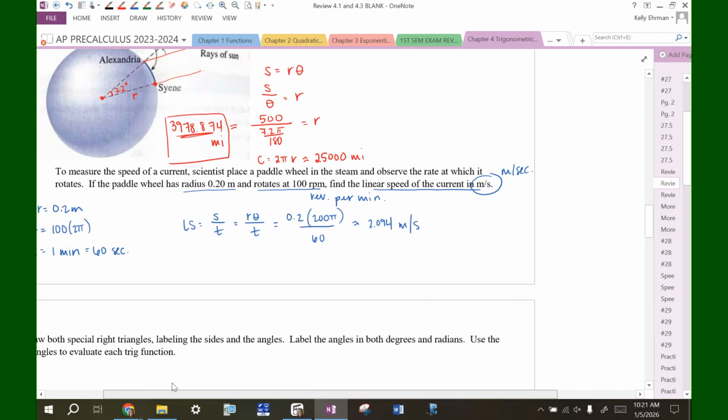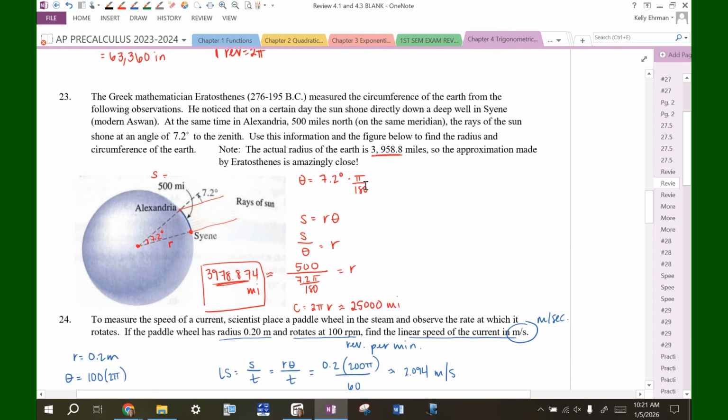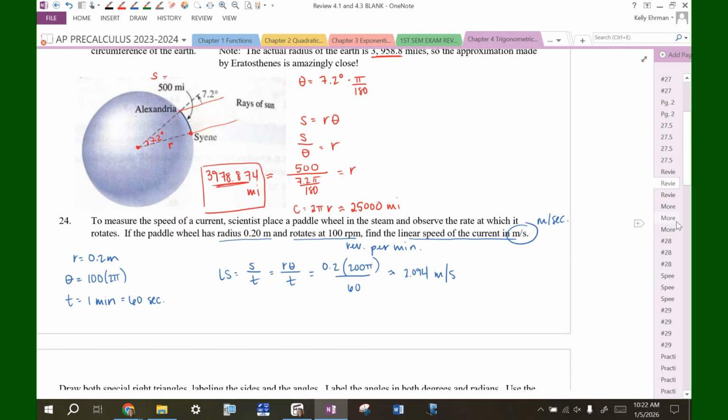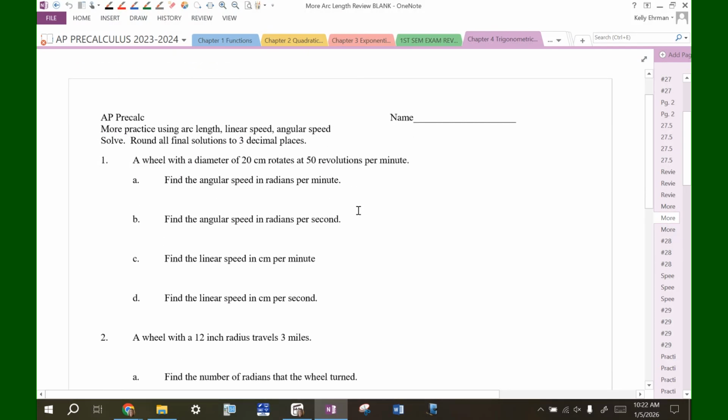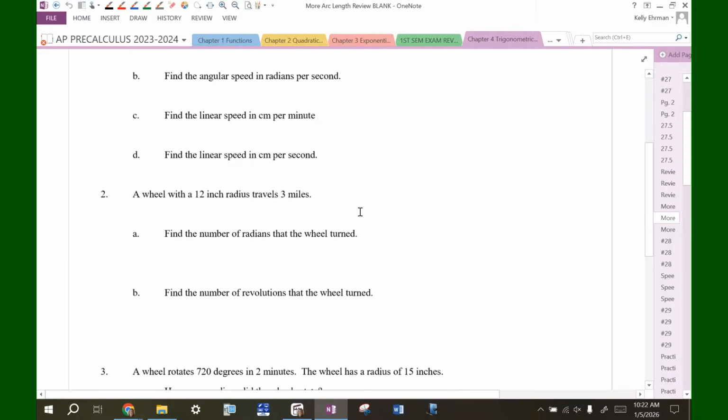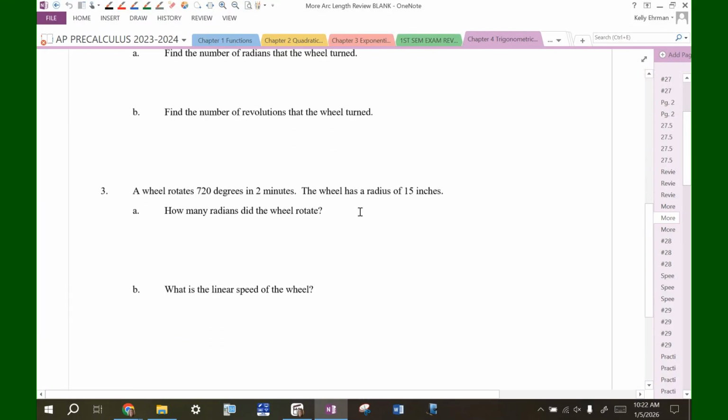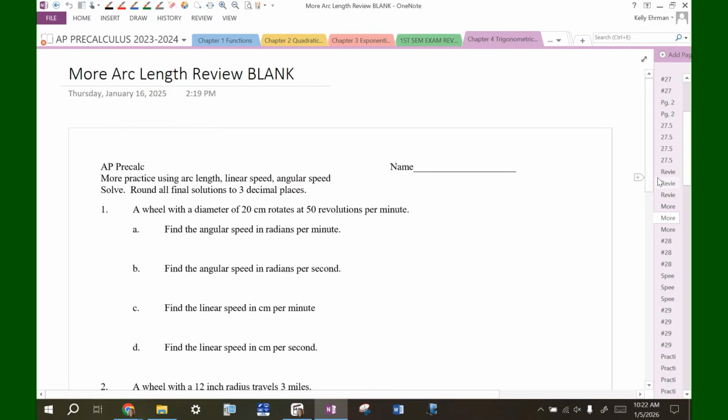If you want more practice on this arc length, linear speed, angular speed stuff, I made a worksheet that's optional. And I'll have a video for this if I don't already. But it's got practice, just going through these different types of problems.